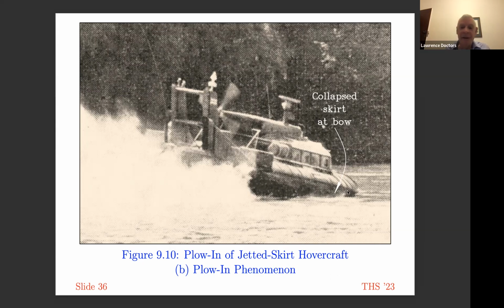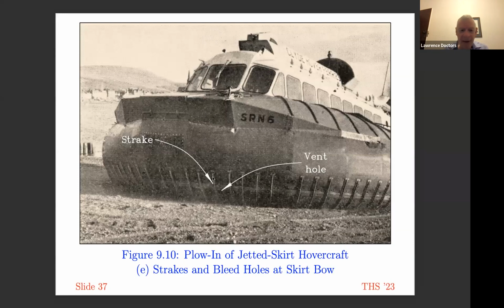So what's happened here is that in some circumstances, usually calm water, and when the vessel is traveling at a high speed, the bow skirt can collapse. This was attributed to some hydrodynamic phenomena, which was cured by putting these strakes on the skirt. One can see them here around the bow. This obviously is an SRN6. In addition to the strakes, the purpose of which was to break up the smooth flow of the water, there were also vent holes to lubricate the skirt. Pretty difficult to see the vent holes in this picture.